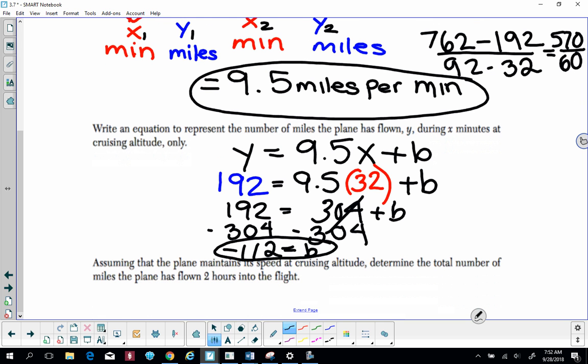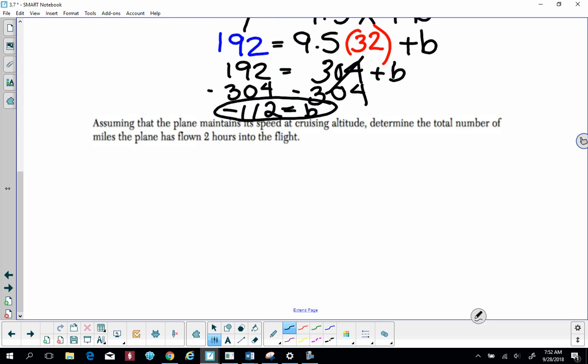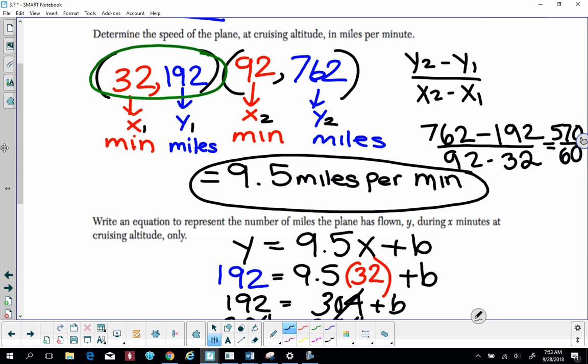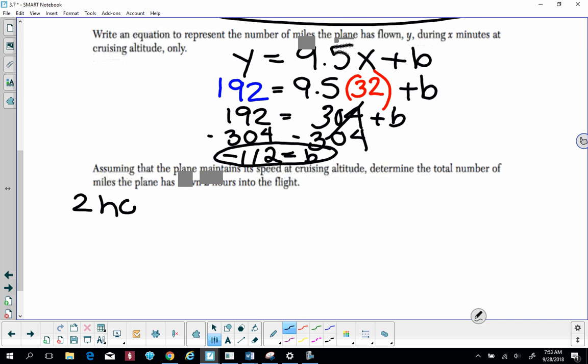And the last one is saying, assuming the plane maintains its speed, they want to find the total number of miles the plane has flown in 2 hours. Now, what are our units up here? Minutes and miles, right? So we don't want to plug in 2. That's what they want you to do. And this is an old milestone question, the type of question they would ask you on your open-ended. So they don't want it in hours, they want it in minutes.